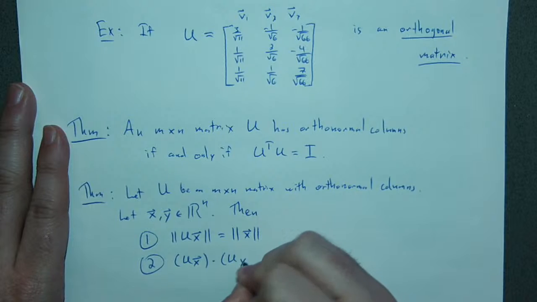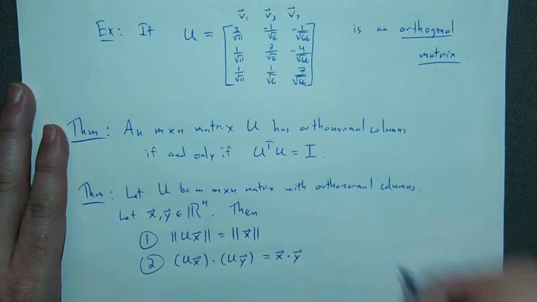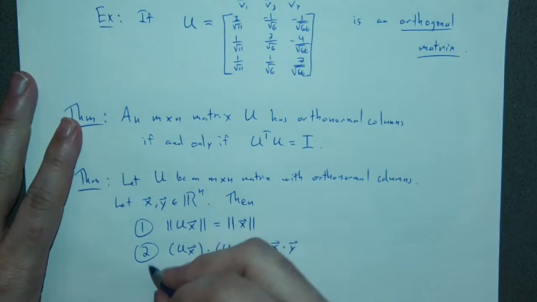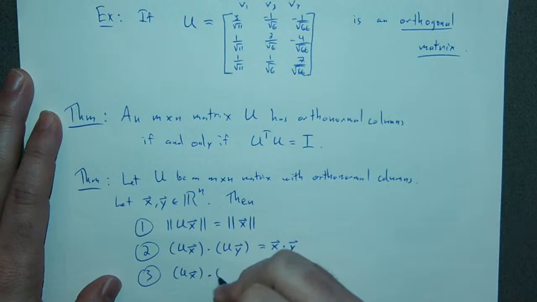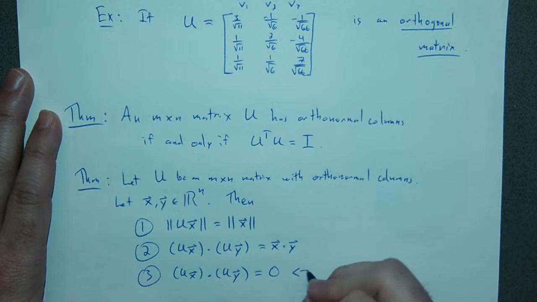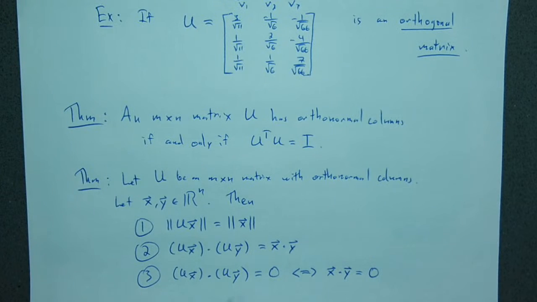Ux dotted with Uy is actually the same thing as x dotted with y. This is actually why it preserves the length, because it preserves the dot product. Okay. And 3, if you consider this transformed dot product again, and this thing is 0, this is true if and only if the dot product of x and y is 0. All 3 of these, or I should say 1 and 3, follow from 2, really.